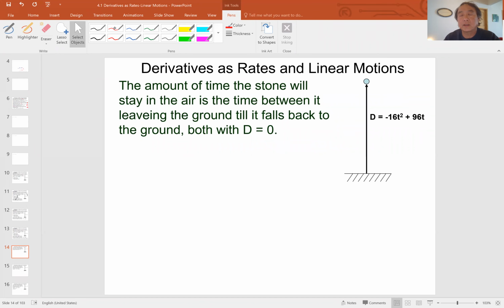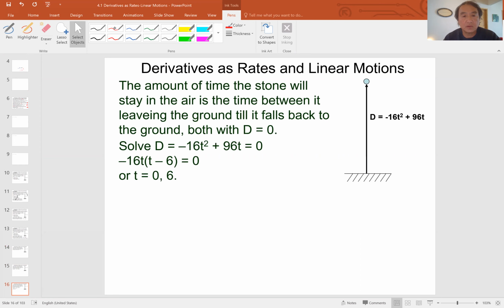In particular, we can figure out how long it's going to stay in the air. And from there, we can deduce how long it will take to get to the top. When it's on the ground, the distance is zero. So I solve the equation for zero for t, and I get two answers. Basically, it says time zero is on the ground, and at time 6 it falls back to the ground.